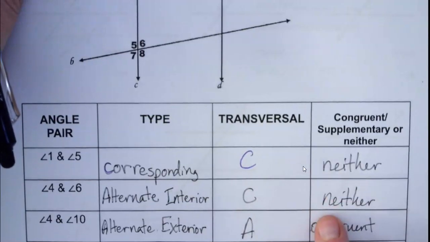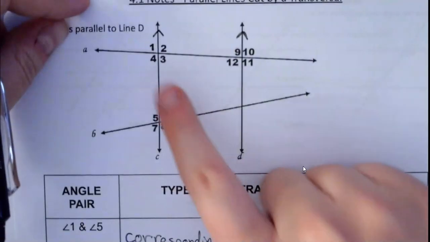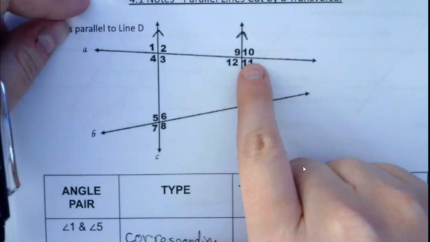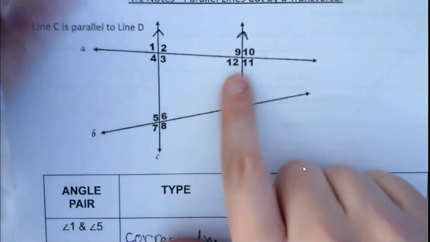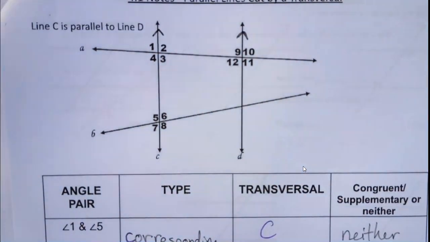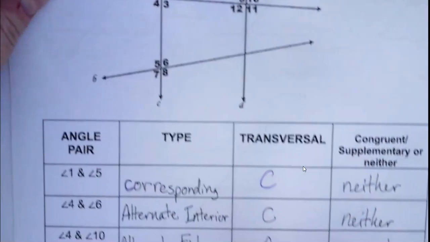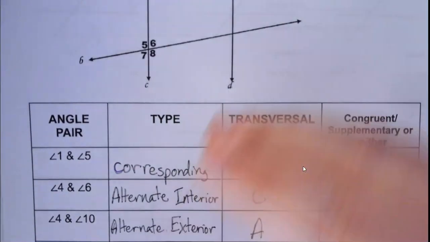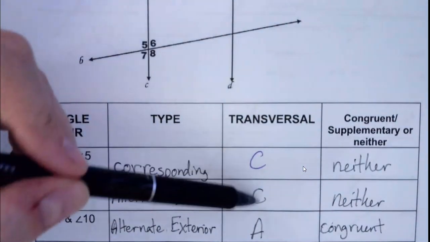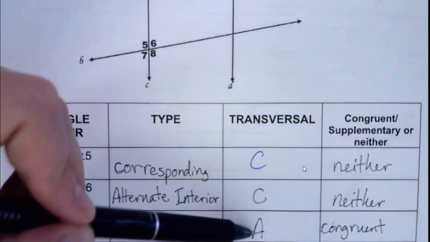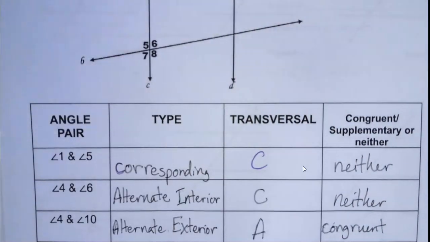Okay, why are these congruent where these are neither? Well, you have a different transversal, and that transversal runs through two parallel lines. So 4 and 10 will be congruent because they are created by parallel lines. So I want you to pause your screen. I want you to answer the rest of them. Just a hint. Anytime you write transversal C, you'll put neither. Anytime you write transversal A, you'll either put congruent or supplementary.